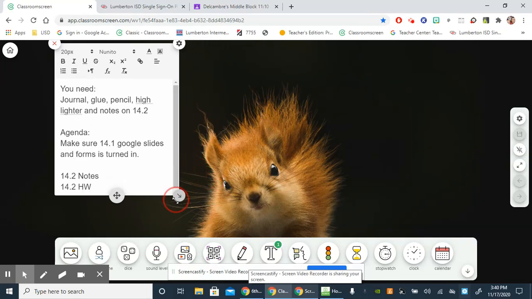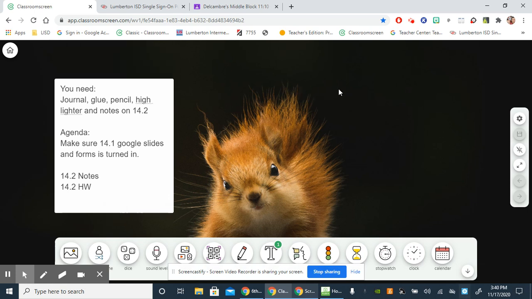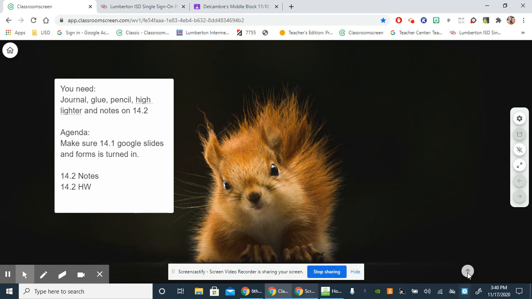So today is Tuesday, November the 17th, and here's a rundown of our day. So there's Harry, Hazel, the squirrel just looking at us.